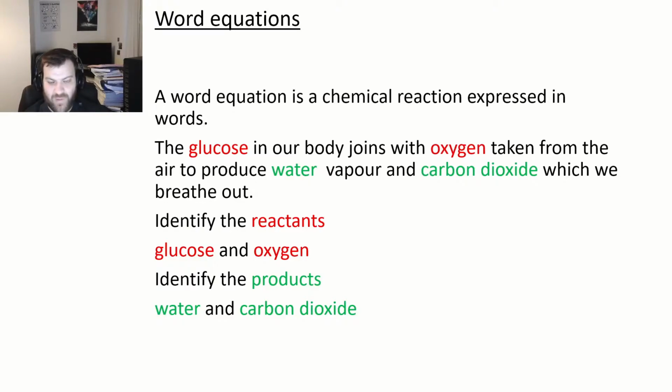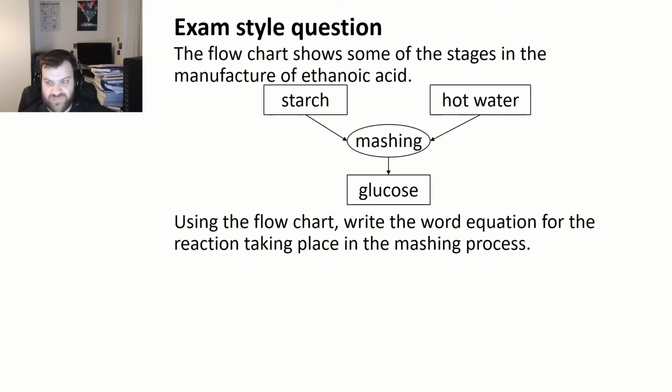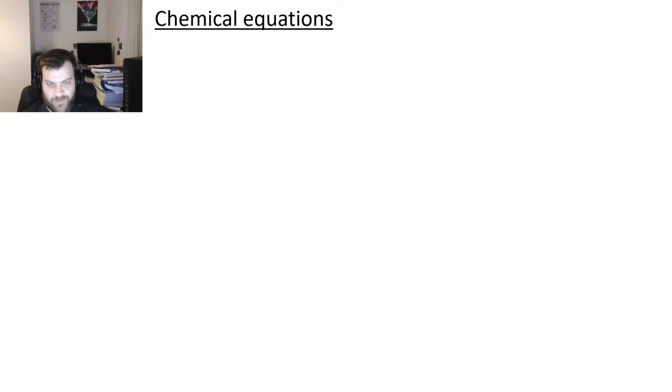Once we have done that, we can then just put our reactants at the beginning of our equation, the products at the end, and we use an arrow in between the two sides. A type of question that you could be given, they might give you information about a reaction that's happening and ask you to create a word equation based on the information you see. We've got our starch reacting with water to produce glucose, which means that starch and water go before the arrow and glucose goes at the end of the arrow.